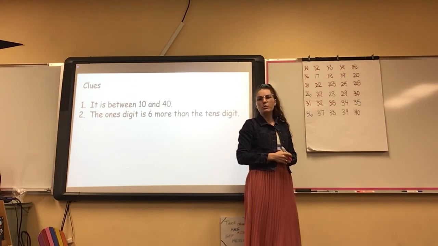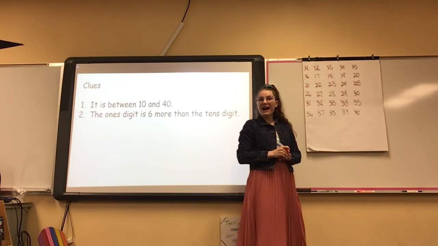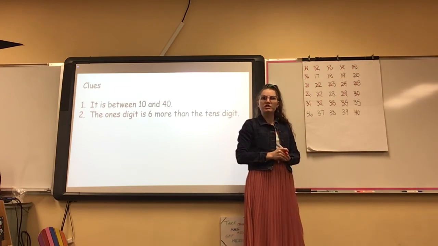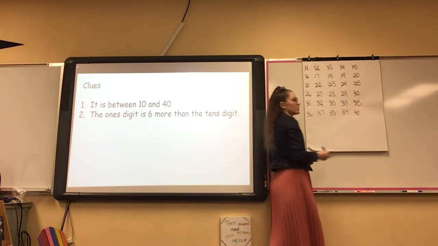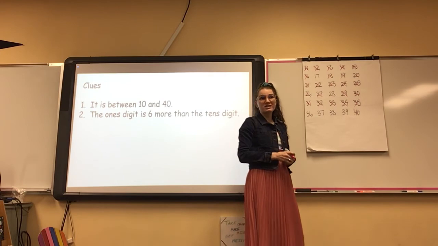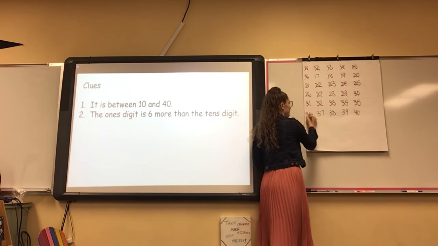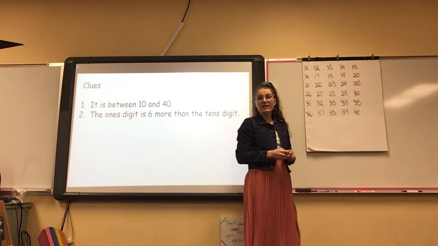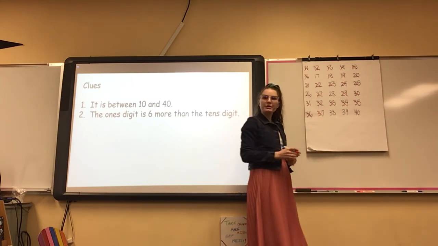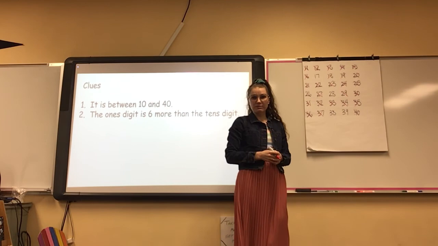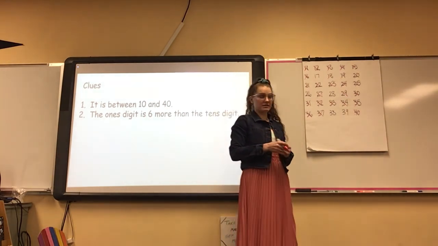34. 4 is only 1 more than 3. Cross it off. 35. The 5-digit and the 3-digit. 5 is only 2 more than 3. Cross it off. 36. The ones digit 6 is only 3 more than the digit 3. Cross it off. 37. 7 is 4 more than 3. Cross it off. 38 has an 8 in the ones place and a 3 in the tens place. 8 is 5 more than 3. Cross it off.